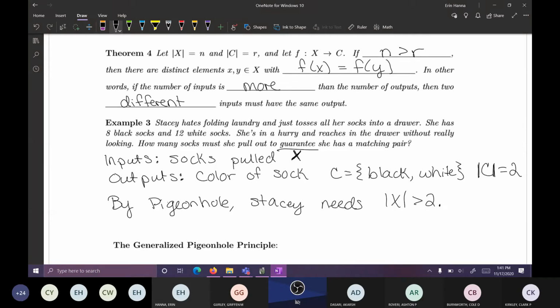Because if you think about it, if she pulls only 2 socks, it's not guaranteed that they're going to match. It's possible that they would, but if she pulls at least 3 of them out, then it's guaranteed that 2 of them are going to match because there's only 2 colors. So essentially we would need more inputs than outputs here to guarantee that 2 of them match. Since we know that the amount of outputs is 2, we would need more than that for our inputs, so we need at least 3 socks that she has to pull out. Hopefully that made sense. Let me know if it did.